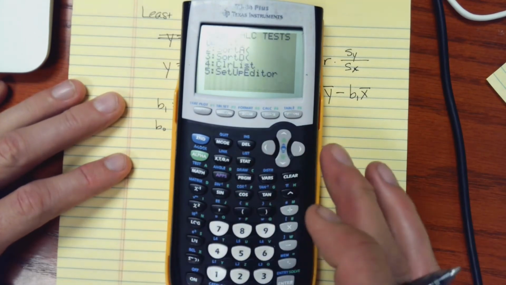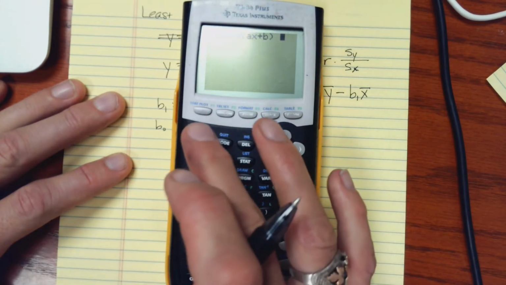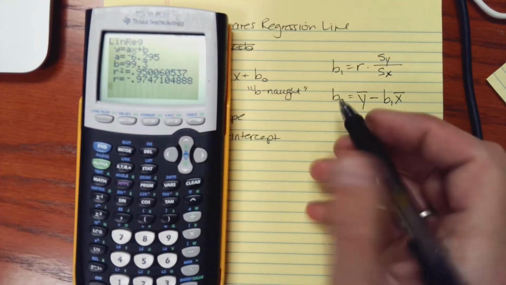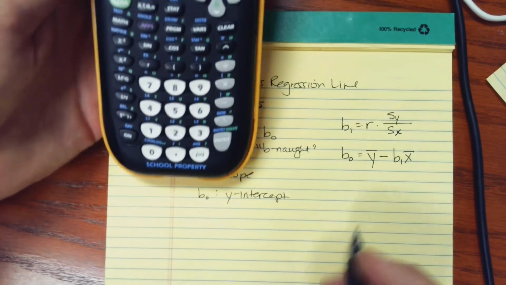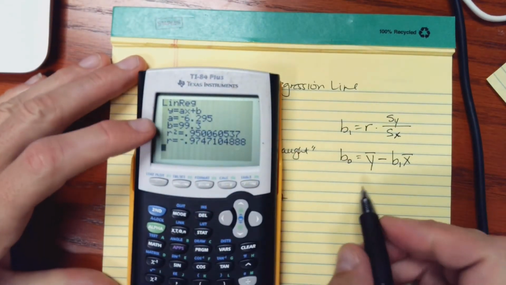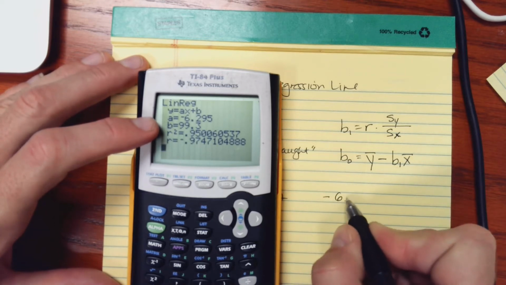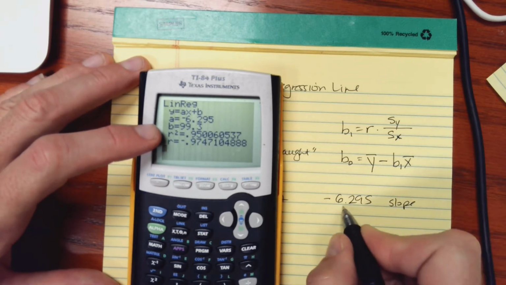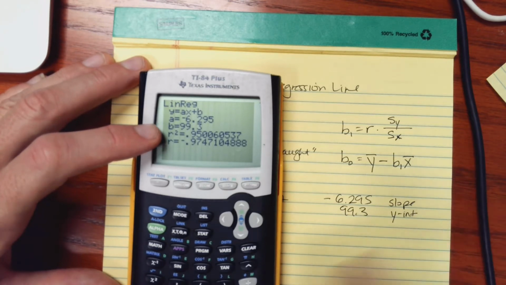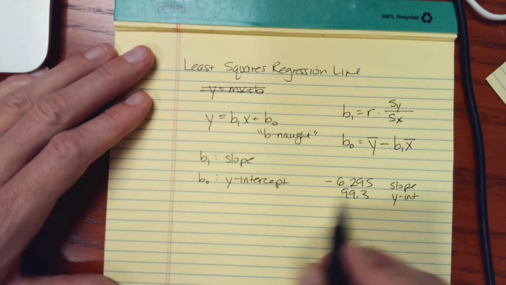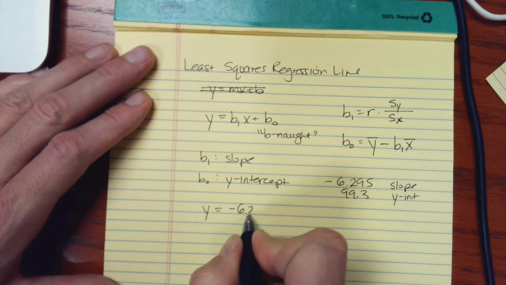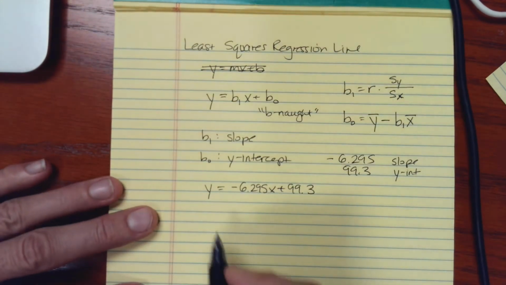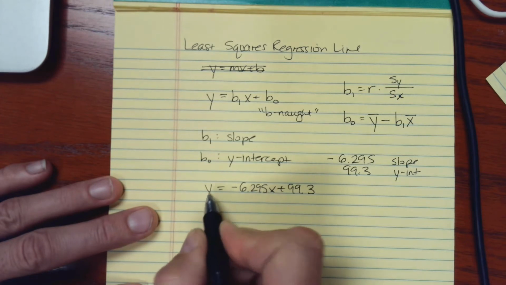Before, when I went to the Stat menu and over to Calculations, I chose option 4 for List 1 and List 2. We actually are given the least squares regression line. The calculator uses A and B, so the slope given to us by the calculator in this case was negative 6.295, and the y-intercept was 99.3. So if I were going to write the equation here, I would say that y equals negative 6.295x plus 99.3.